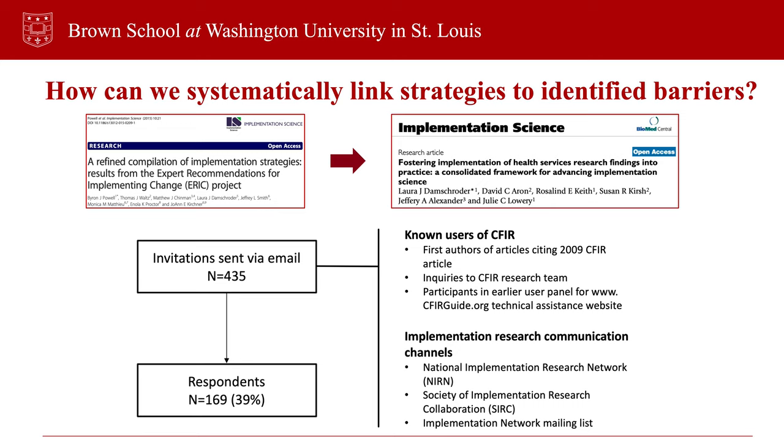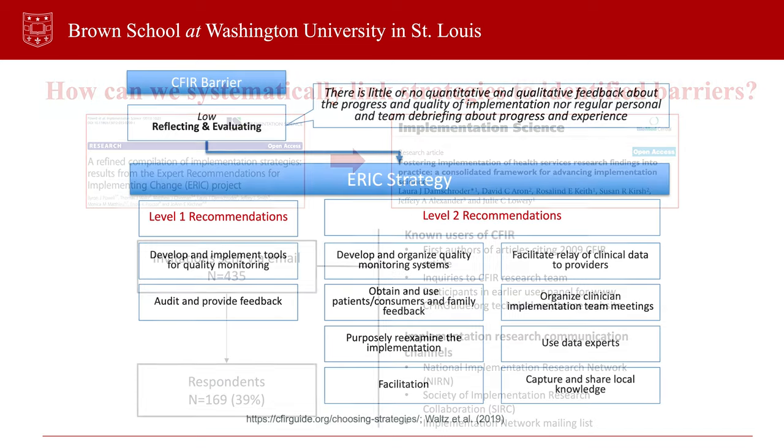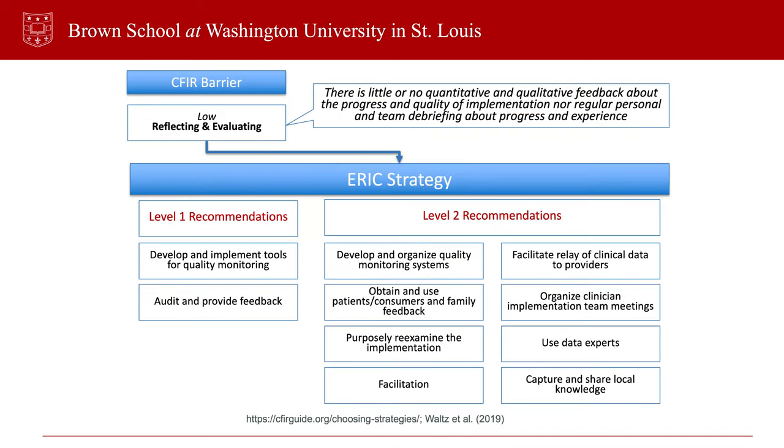Essentially what we presented them was a barrier according to the CFIR. So one domain of the CFIR, one construct, is reflecting and evaluating. For instance, we suggested there's little to no quantitative or qualitative feedback about the progress and quality of implementation, nor regular personal and team debriefing about progress and experience. And we asked people, select up to 7 implementation strategies that might address this barrier. And we had a pretty wide range of responses. For each barrier, I think we had something like 40 to 50 implementation strategies suggested.